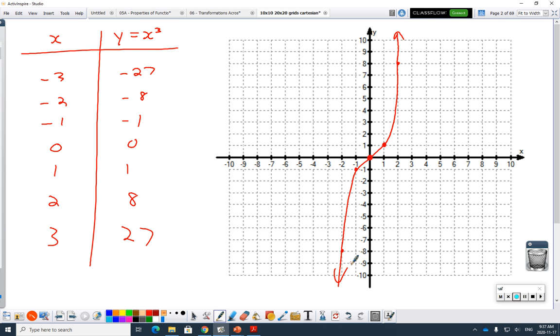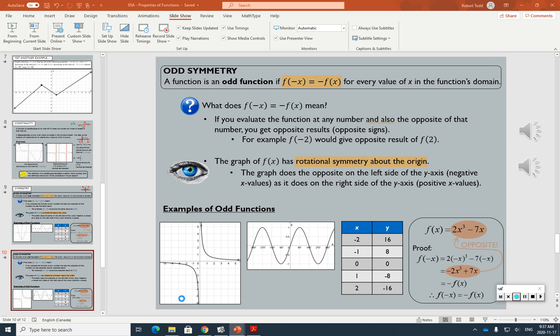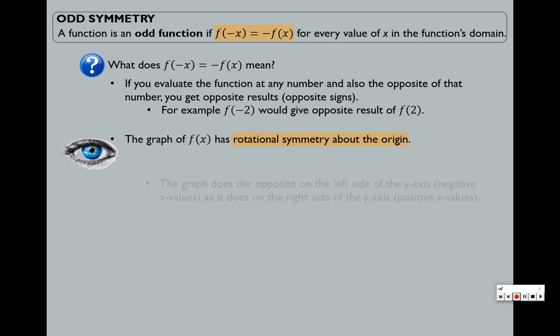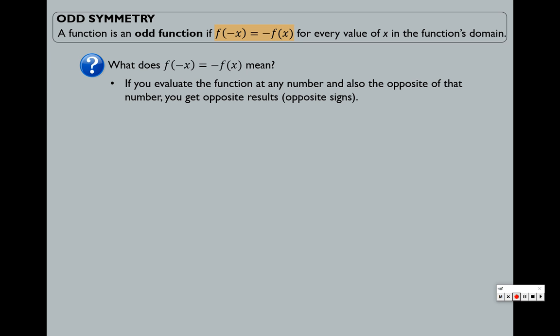And where does the odd come from? It always happens with odd exponents. With odd exponents, you're always going to get the same answers, but negative. An odd function, if you plug in the negative, then you get the negative answer. You always get the negative version of the answer. If you evaluate the function at any number and also the opposite number, you get opposite results. For example, f at negative 2 would give the opposite result of f at 2.